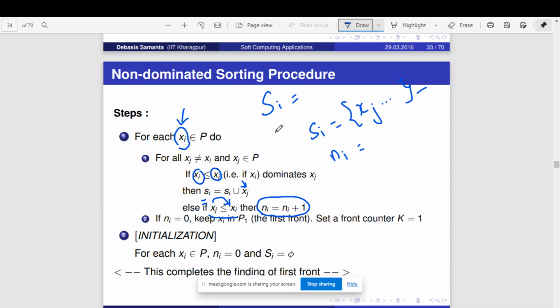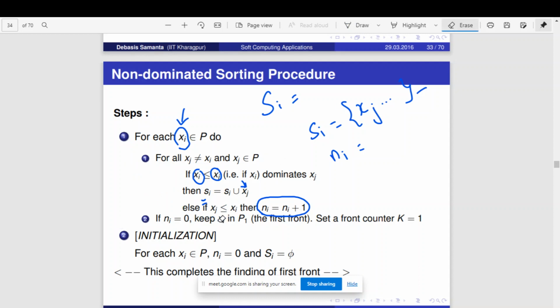But other than this capital Si, here we are using a small si. This small si contains the set of individuals who are dominated by xi. Okay, right? So this is how we do it. After coming out, we check. See here what we are checking.